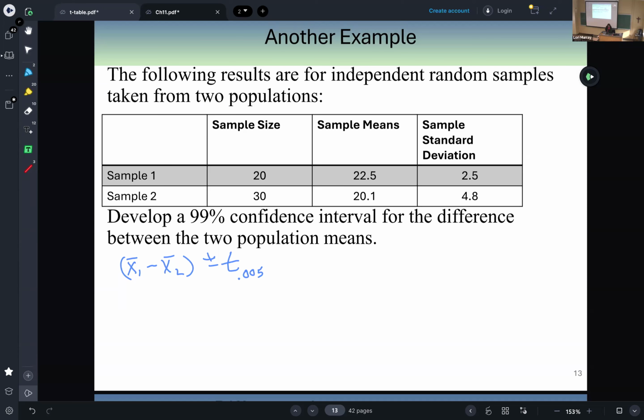And then we're going to have our standard error. Our standard error, by the way, is calculated here. This is going to be 2.5 squared over 20 plus 4.8 squared over 30. So try to work this out and see if we can find a minimum and a maximum for this. And then also see if there's a significant difference between sample 1 and sample 2.